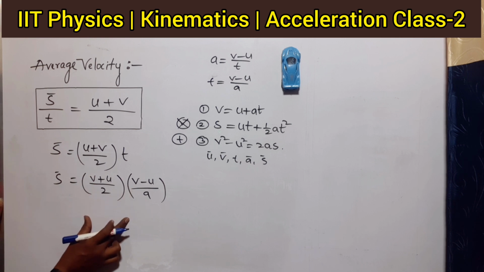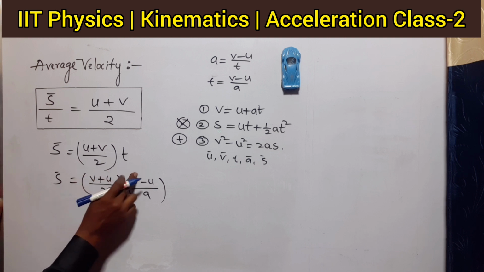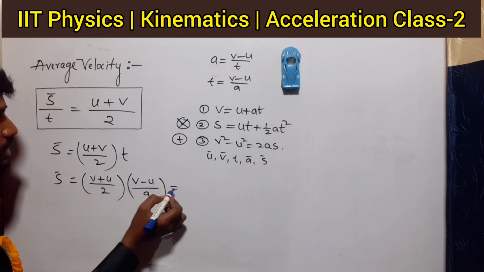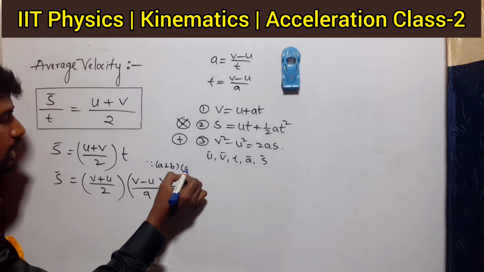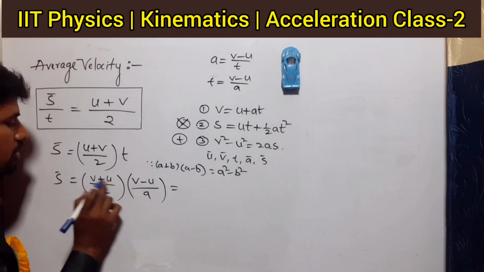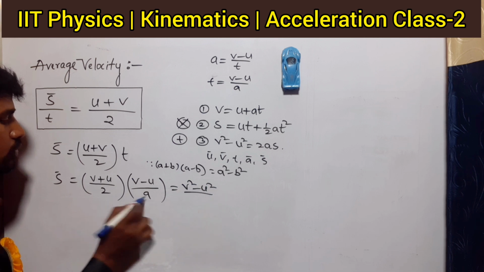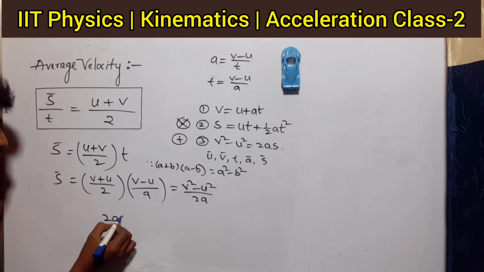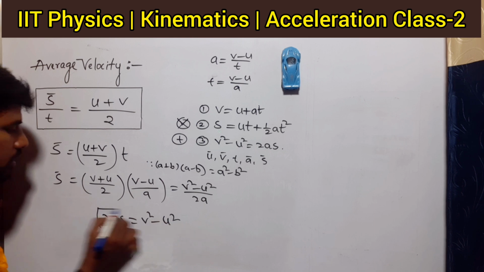If you observe carefully, these two are in product. One is in the form of a plus b, the other in the form of a minus b. So finally we get (a plus b) into (a minus b), which gives a square minus b square. So here we get (v square minus u square) whole by 2a. Transposing this 2a to this side, 2as is equal to v square minus u square.